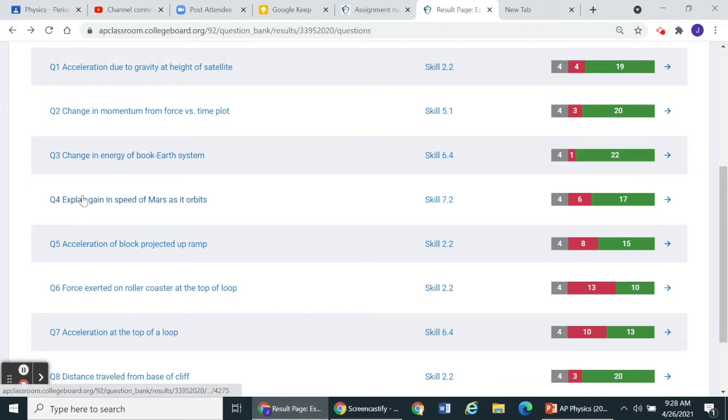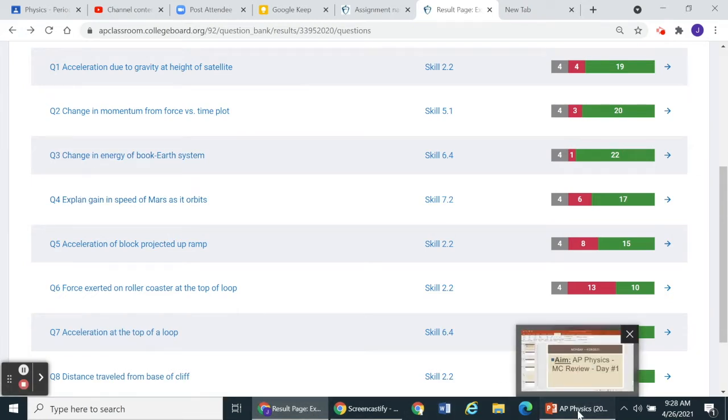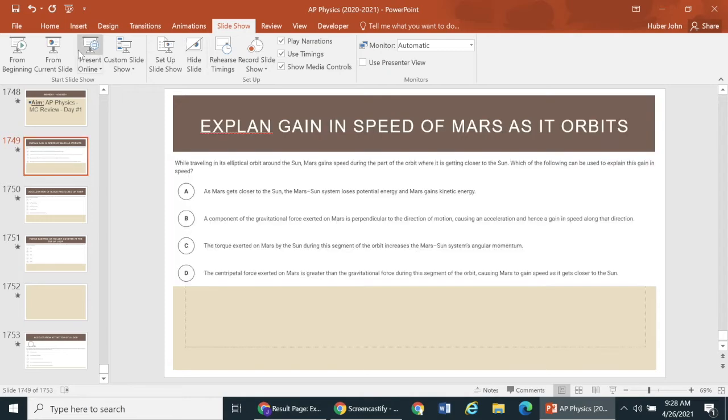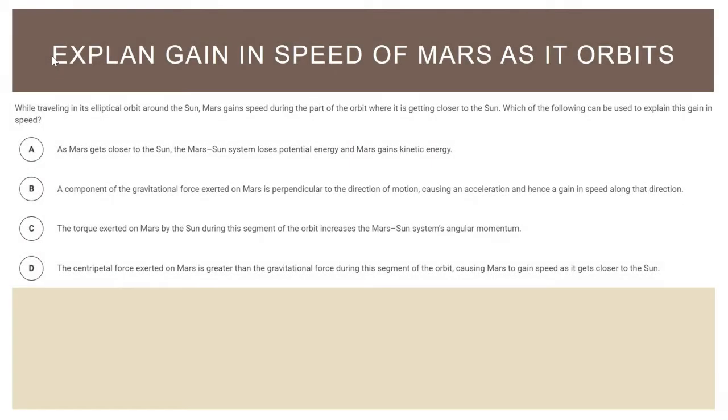The first question says, explain the gain in speed of Mars as it orbits. I left it here in the slide as EXPLAN because that's what it says on AP Classroom, so you can go ahead and find it. As the page will show, the correct answer is A. While the vast majority of you picked A, there were 2 people who picked each of the wrong answer choices. And because 6 out of the 23 people who did it is over a quarter of the class, I wanted to make sure we get a moment to discuss this.